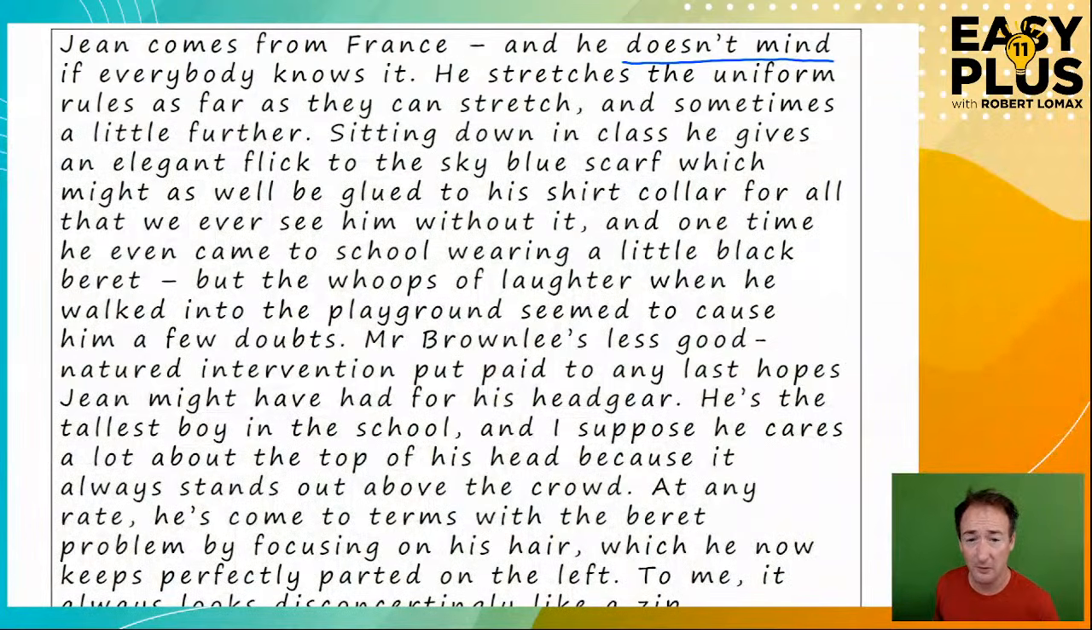And one time he even came to school wearing a black beret. Now, you remember I said at the beginning that you shouldn't write massively long sentences unless there's a really good reason to. Here I think there is a reason to, because I'm trying to convey the narrator's, the person telling the story, sense of kind of amazement almost at the way that Jean behaves. He never takes it off, and one time he even came to school wearing a little black beret, which is so surprising, and the "and" really emphasises that, the way the sentence runs on.